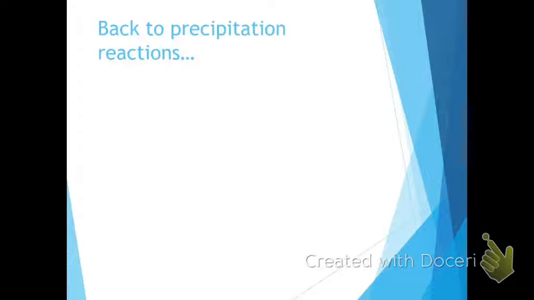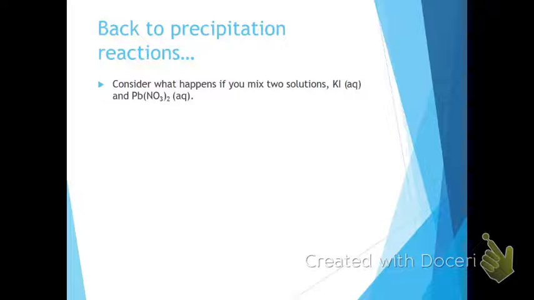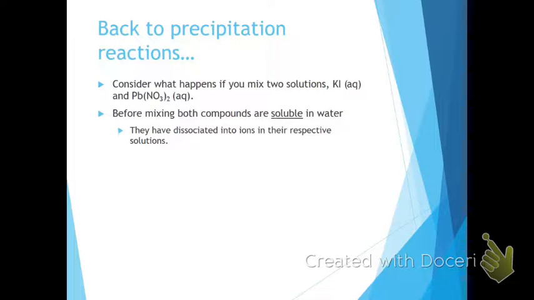So now that we've talked about what exactly it means to dissolve, let's get back to our precipitation reaction with our insoluble product. Whenever we mix these two aqueous solutions here, potassium iodide and lead nitrate, they're both going to be soluble in water. So they've dissociated into their ions. K and I are separated. Our lead and our 2 nitrates are separated.